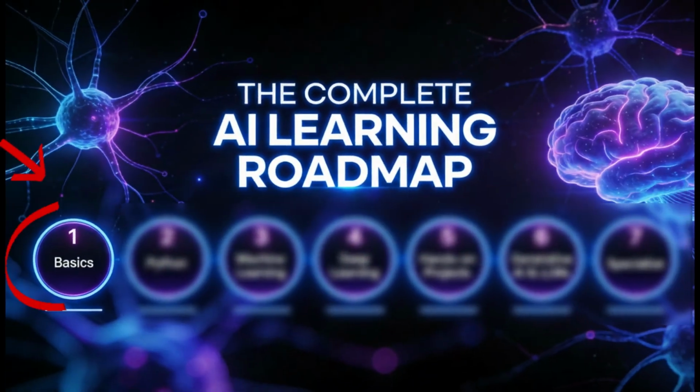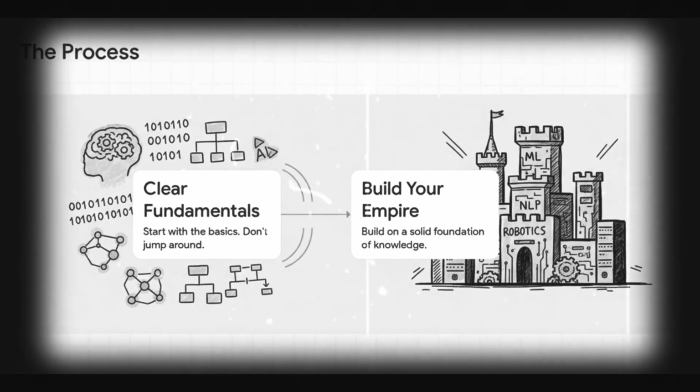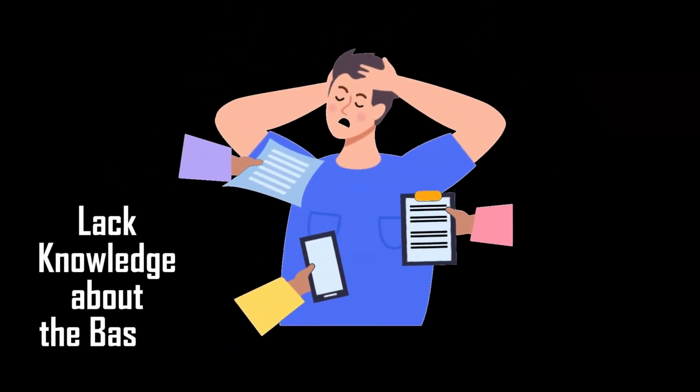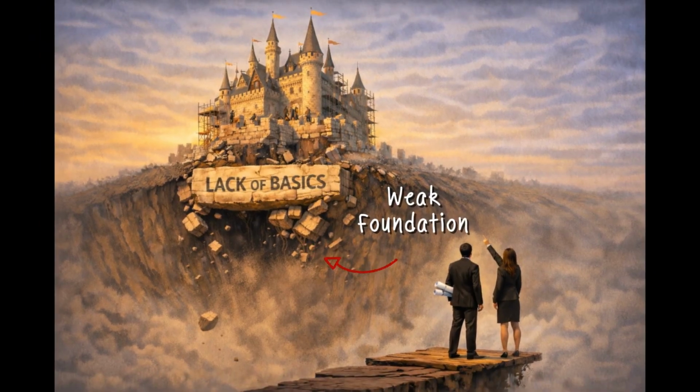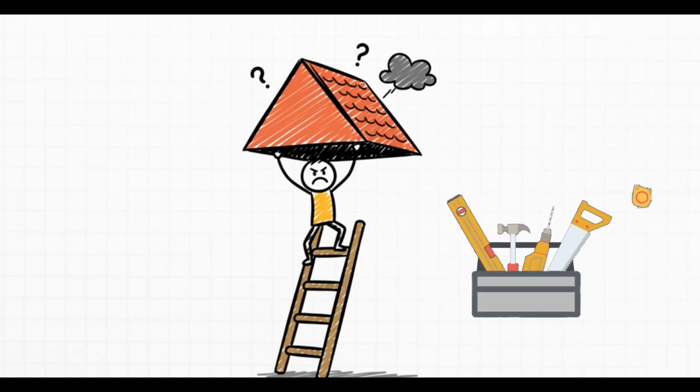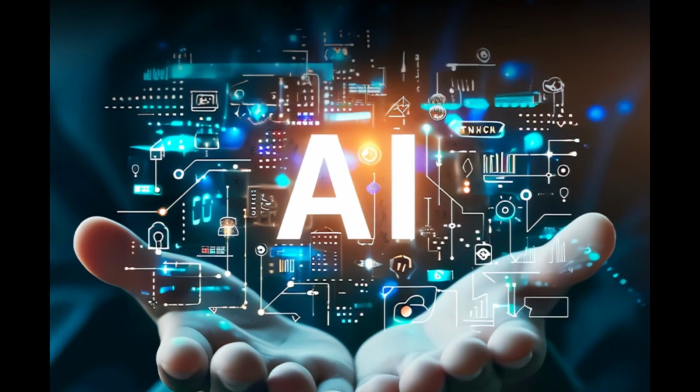Step 1. Basics. Look, we have to start with basics. Don't jump around until your basics or fundamentals are clear. If you still lack some knowledge about the basics, it becomes a weak foundation on which we're trying to build our empire. Think about it like this. You wouldn't try to build a house starting from the roof, right? You need a solid foundation first. The same applies to AI.